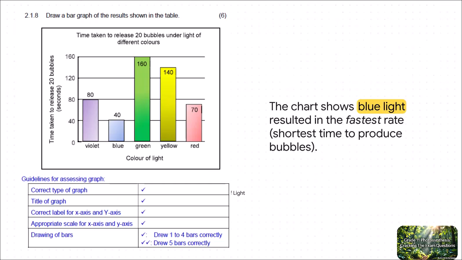And when you turn that table into a bar chart like this, the result just pops. It's so obvious, right? The lowest bar is blue light, meaning the fastest rate. The tallest bar is green, the slowest. This is why we visualize data. It makes the conclusion impossible to miss. Blue light is the winner here.